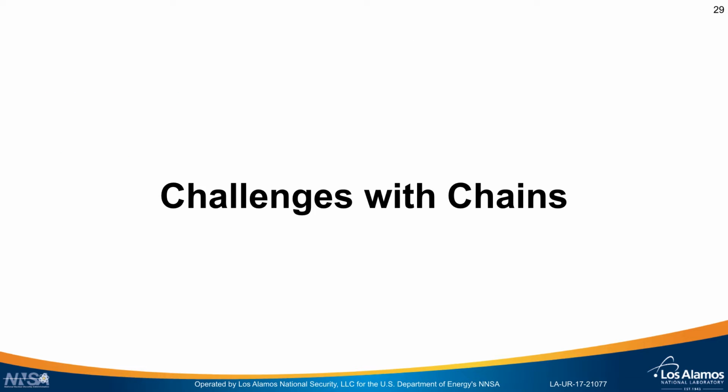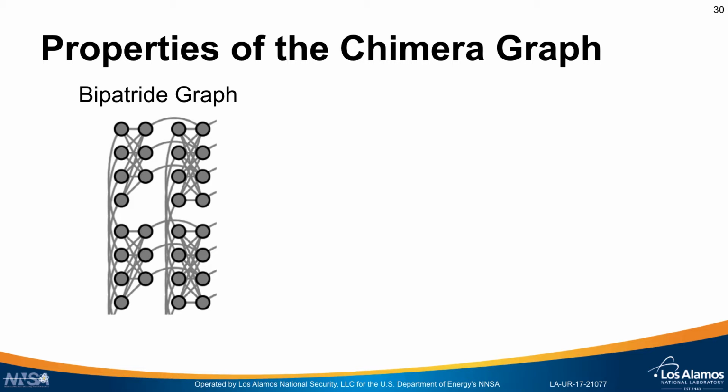Now, before we conclude, we're going to switch topics to another interesting and challenging problem with debugging quantum computations, and that has to do with these properties which are called chains. So before we can explain what chains are, we have to talk a little bit about the properties of the chimera graph, which is the graph that the D-Wave quantum hardware implements.